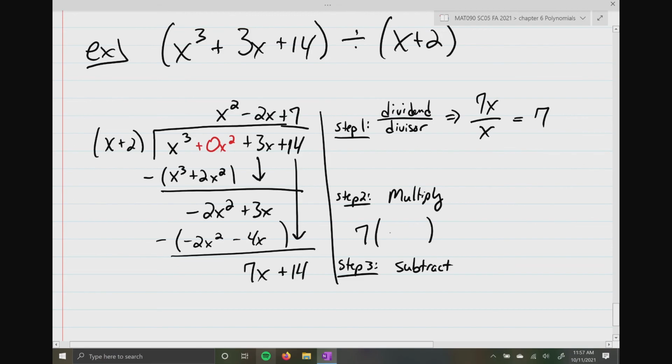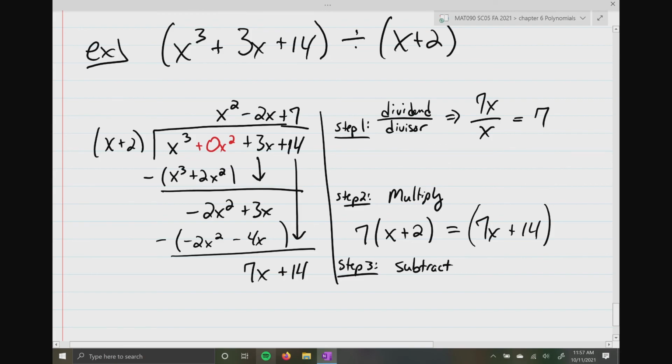X plus 7. Oh, be careful. X plus... I'm sorry, X plus 2. There you go. I'm still learning. You're okay. Listen, you got X plus a number. If you would have said a smiley face, then I got problems. But you're good to go. So 7 times x is 7x. 7 times 2 is plus 14.